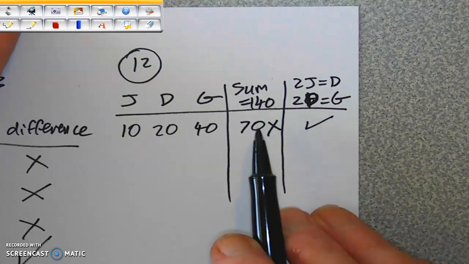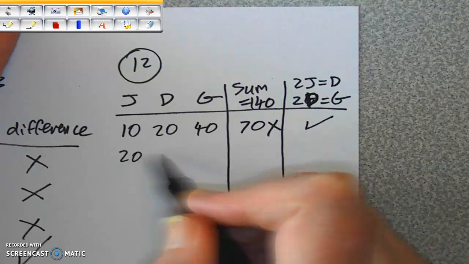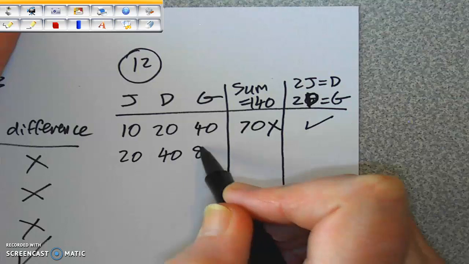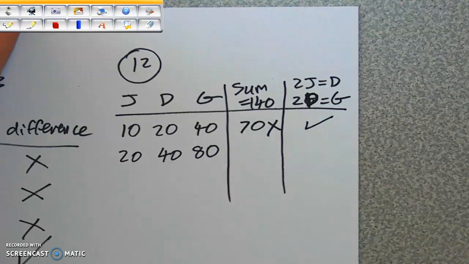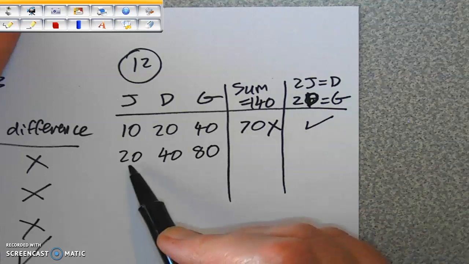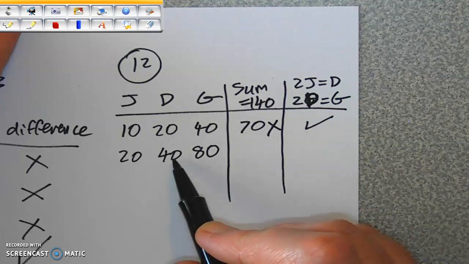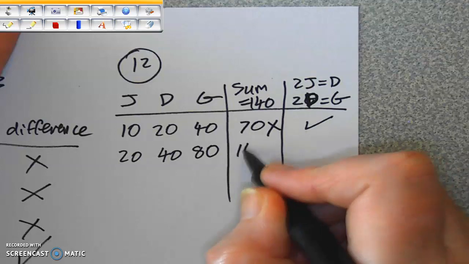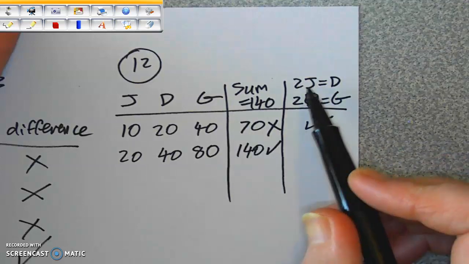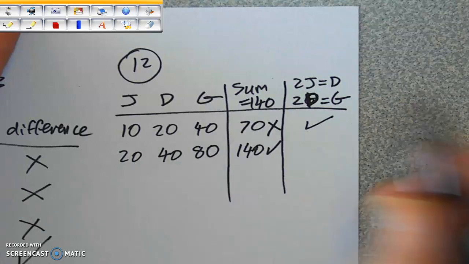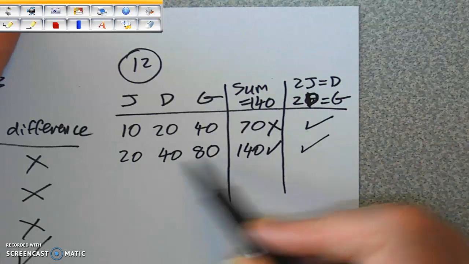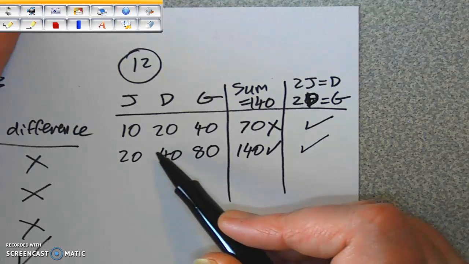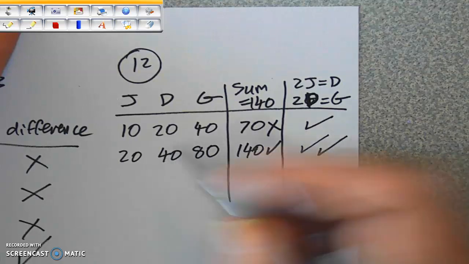So maybe if I multiply them all by 2, maybe I was just lucky with what I started with. Let's see. 20, 40, and 80, because Gramps is twice Dad, right? For starters, that seems reasonable. Well, let's see how it works out. If I add them all up, 20 and 40 is 60, 60 and 80 is 140. So that's good. Is 2 times Junior equal to Dad? 2 times 20 equals 40. That's correct. And 2 times Dad is Gramps. So 2 times 40 is 80. That's true. So I've got my numbers.